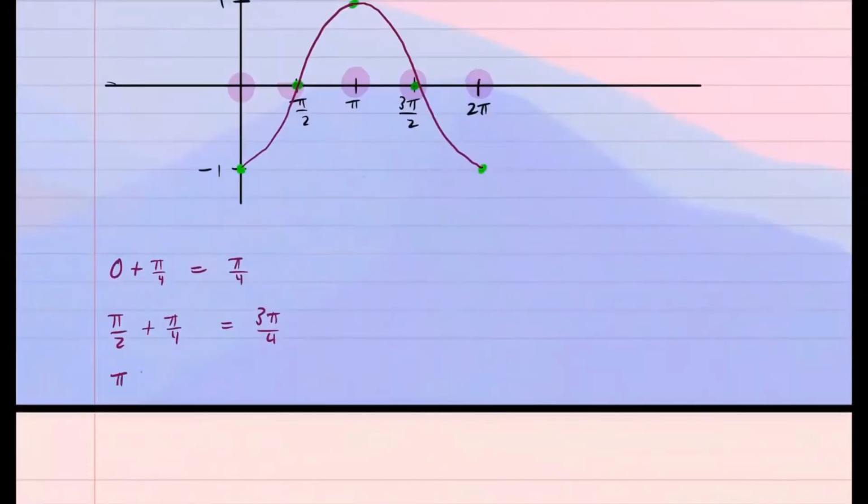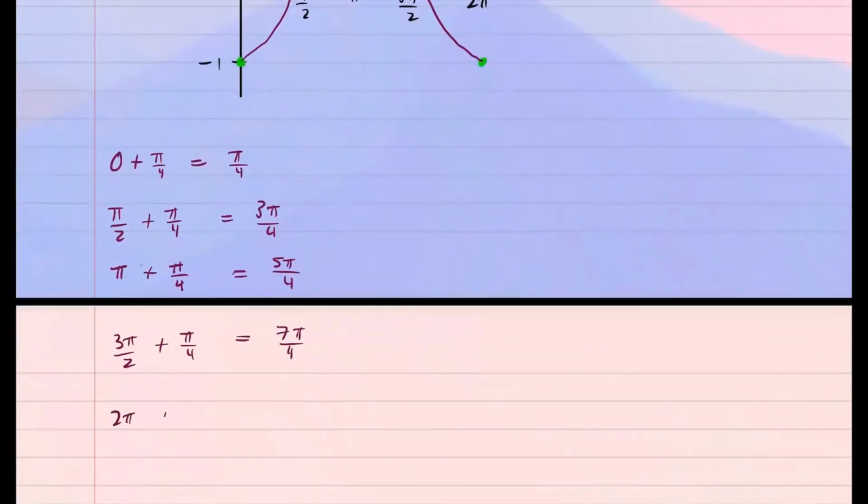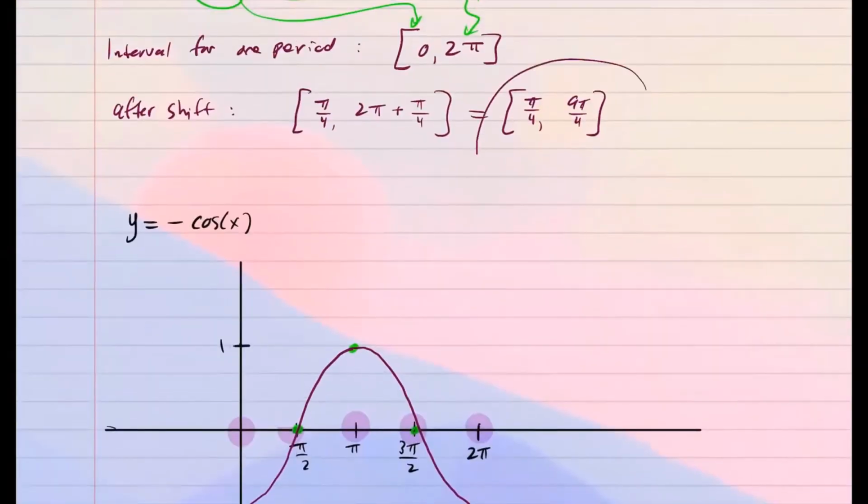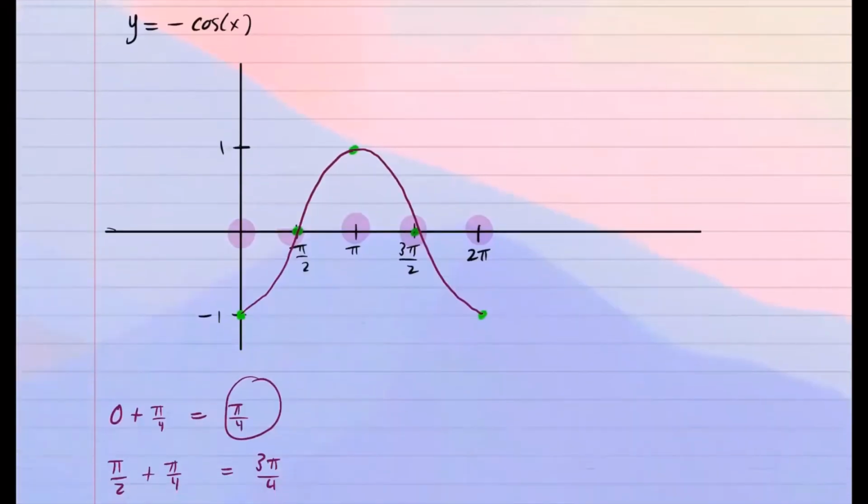And then pi will get shifted pi over 4 units to the right. So that's going to give us 5 pi over 4. And then 3 pi over 2 gets shifted pi over 4 units to the right, so that would give you 7 pi over 4. And then the last point is 2 pi. That gets shifted pi over 4 units to the right, so that's going to be 9 pi over 4. And you see how the first point and the last point match with the interval we came up with. That's where we should have one cycle once it is shifted. So all of it makes sense and it's coming together.